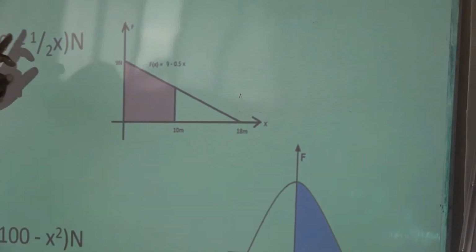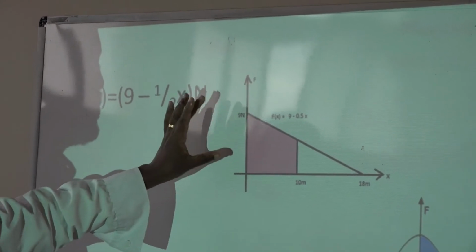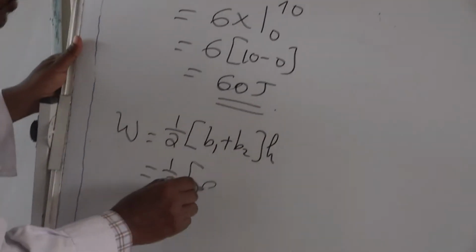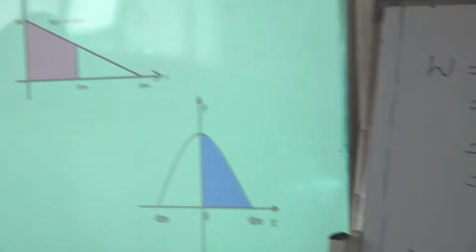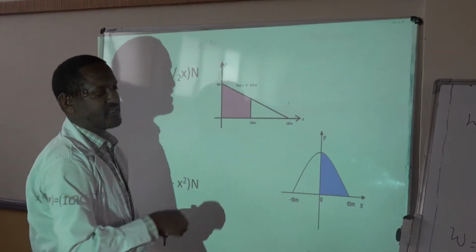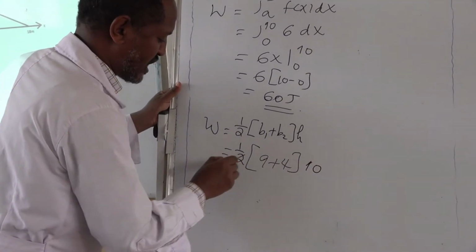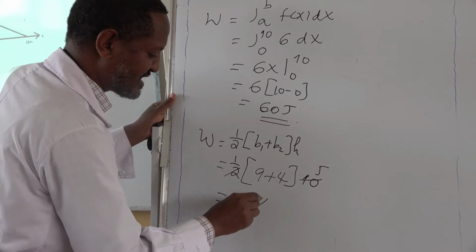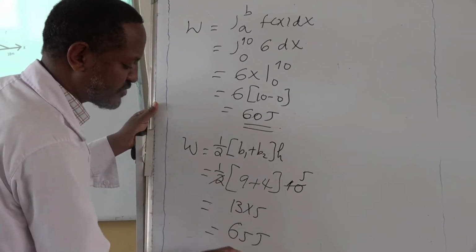Half of 10 is 5, 9 minus 5, it is 4. So therefore, the two bases are 9 and 4. And the height is nothing but the distance between the two parallel sides, that is 10. So, half of 10 is 5. 9 plus 4 is 13. 13 times 5, that is 65.